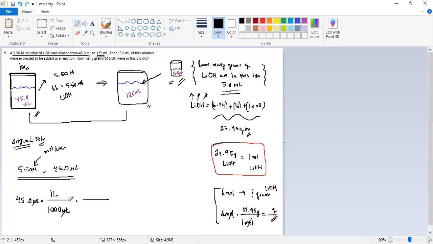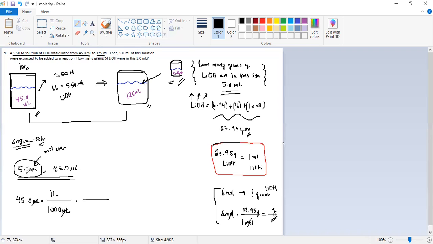So now that you have how many liters, if you were to stop here, you would just be left with how many liters are in 45.0 milliliters, and that's actually not what we want to do. We eventually want to work our way towards talking about moles of lithium hydroxide. And this is where the molarity comes in handy. This is why this is considered a conversion factor.